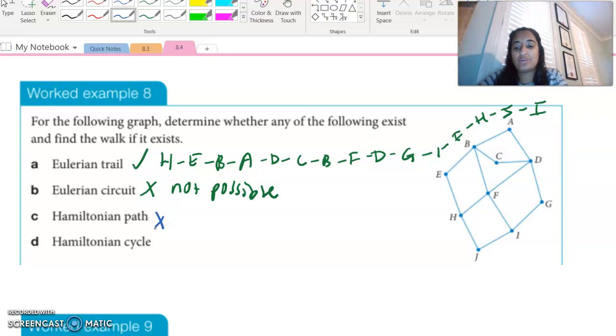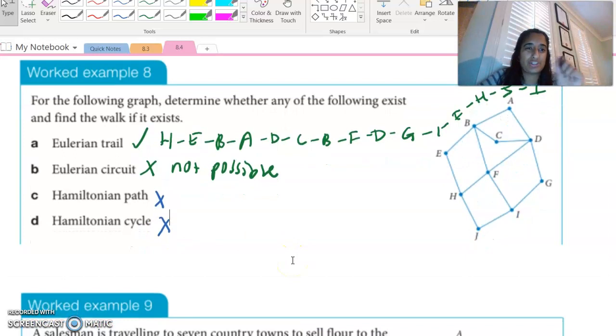Okay, and then the last one, a Hamiltonian cycle, basically has to cover each vertex only once and return to the same starting vertex. So in this case as well, we actually cannot do it. It's going to be not possible either. That's just trial and error.